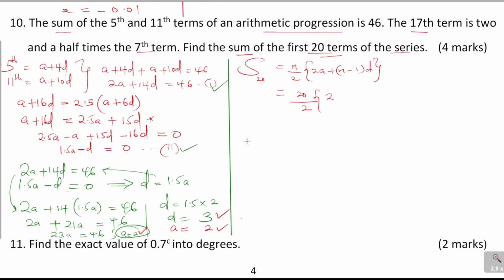Then 2a, substitute a is 2, plus n, 20 minus 1. Then multiply by d. D is 3. So that is what you're supposed to get. So this will give 10, then 4 plus 19 times 3. 19 times 3 is 57. So this will give 10 times 61, and this will give a sum of 610.